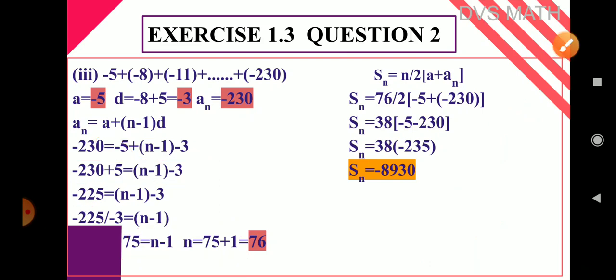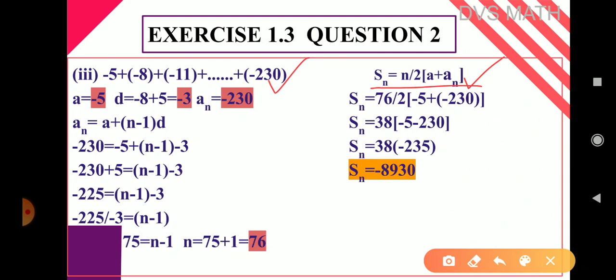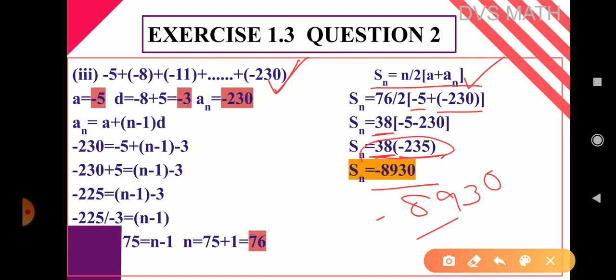If we take the same thing, n by 2, same formula, because an is given. So a plus an, 76 by 2 into minus 5 plus of minus 230. Clear? Here plus is in the formula itself, but the an value is minus 230. So 76 by 2, it is 38, minus 5 minus 230, it is minus 235. So minus 235 into 38, we got 8930 with minus. Clear? So what is the answer? Minus 8930. If you multiply these two, you will get this much. The sum of 76 terms is minus 8930.